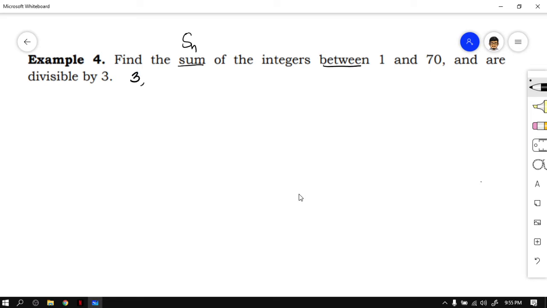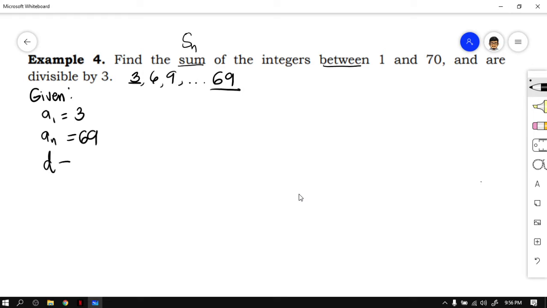I have 3, 6, 9, hanggang, sabi niya kasi, between 1 and 70. So, what is the integer before 70 that is divisible by 3? That integer is 69. Now, let's proceed. Again, these numbers are between 1 and 70, and they are all divisible by 3. Okay? Given, the first term is 3. The last term is 69.